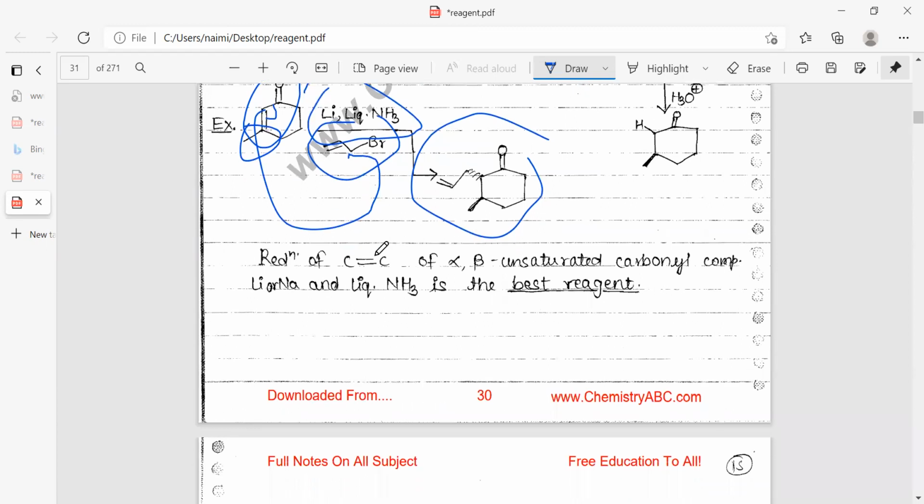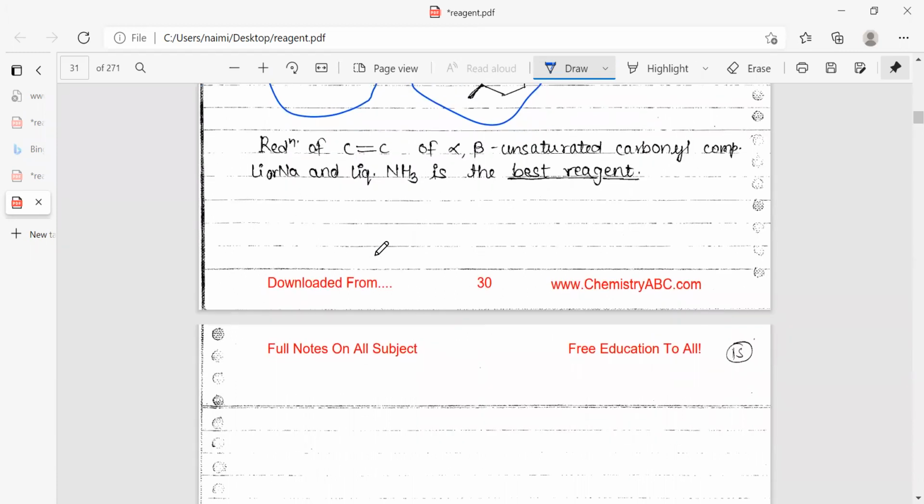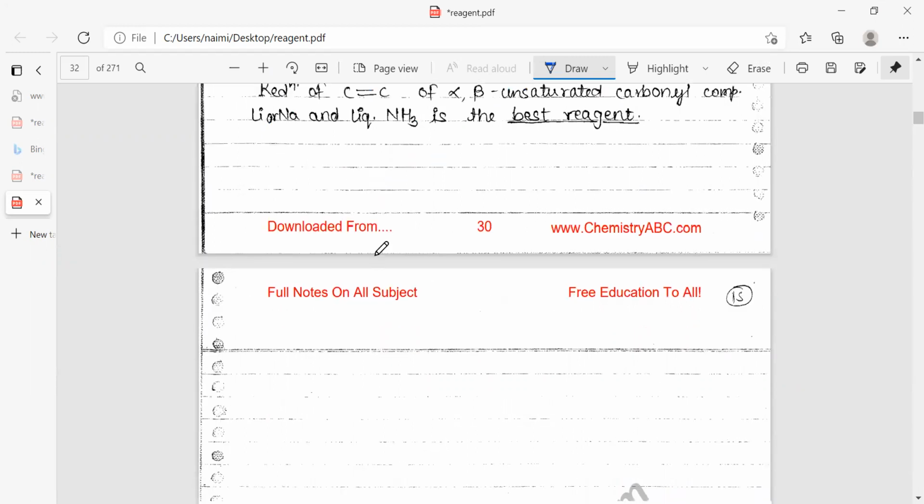So for reduction of the C=C bond of an alpha beta unsaturated carbonyl compound, lithium in liquid ammonia is the best reagent. It is very important: if you want to reduce the C=C bond without affecting the carbonyl group, you add lithium in liquid ammonia.